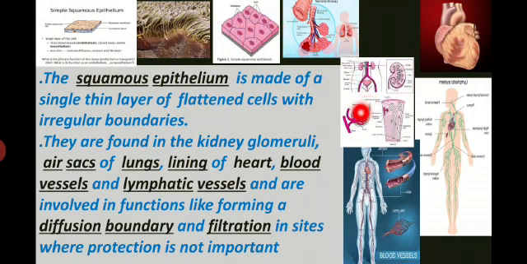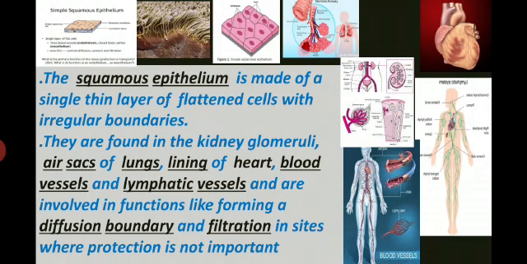Kidney glomeruli, you have to see kidney tubules, glomeruli, and the lungs region, the air sacs of the lungs, and the heart and the blood vessels. Heart and blood vessels and the lymphatic vessels. These are the arteries and veins, the blood vessels, and the lymph nodes of the human body, the lymphatic vessels. They are involved in functions like forming a diffusion boundary and filtration in sites where protection is not important.